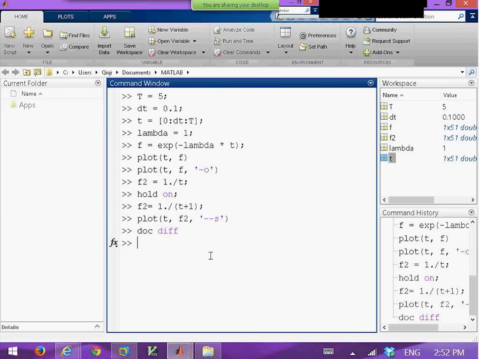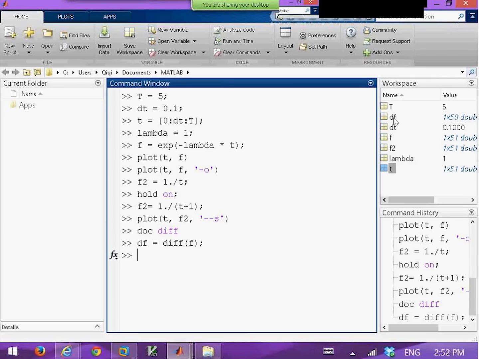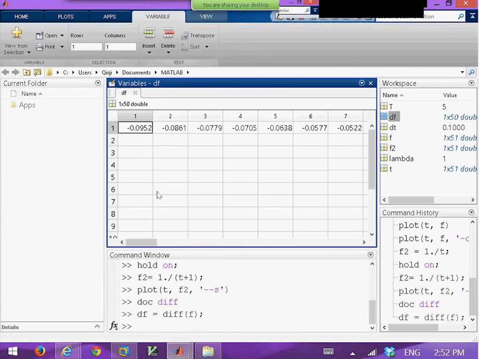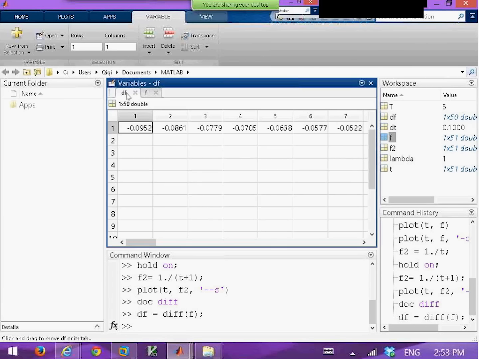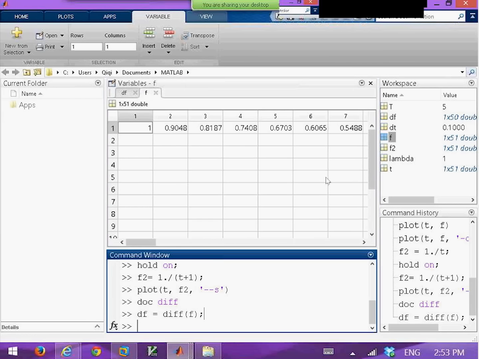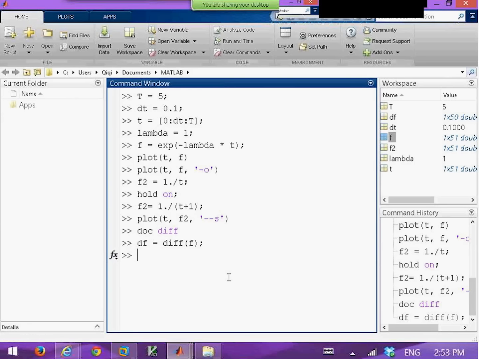So I'm gonna do something new. I'm gonna use diff of f. What is that gonna give me? So let me just say df equal to diff f. Okay, and let me double click on df to show me what this is. And I'm gonna compare this with f and df. So what I can see is that df gives me this minus this, right? The first element of df is the second element of f minus the first element.